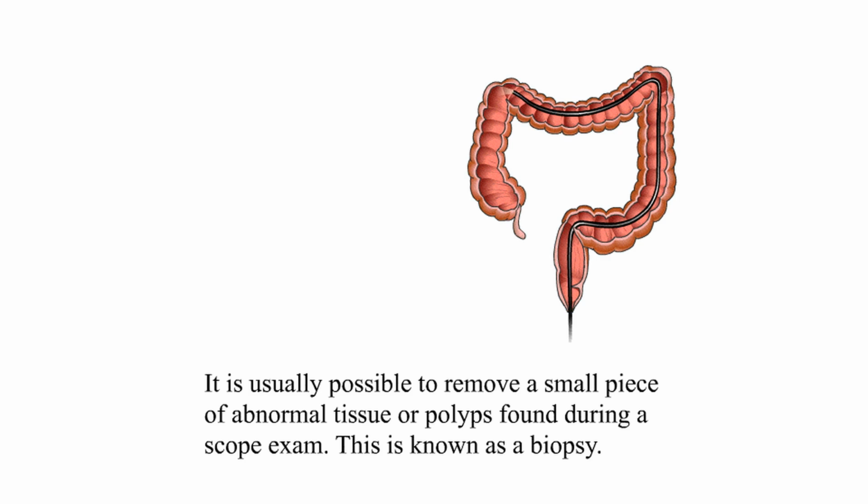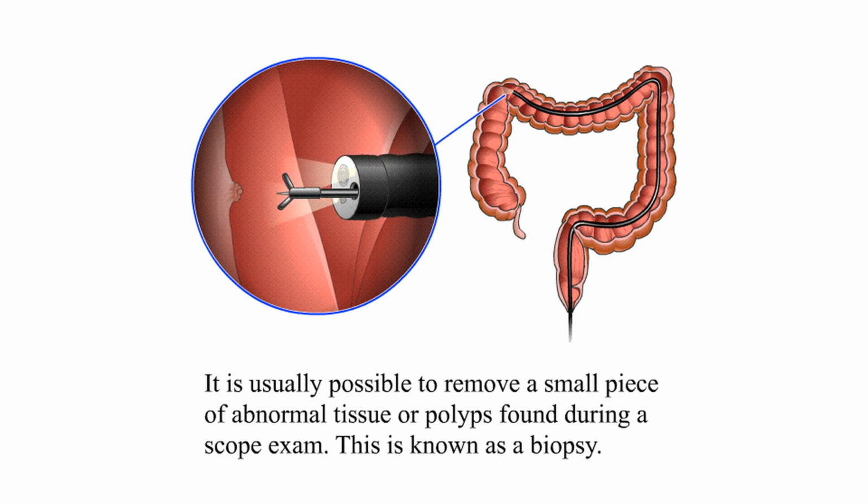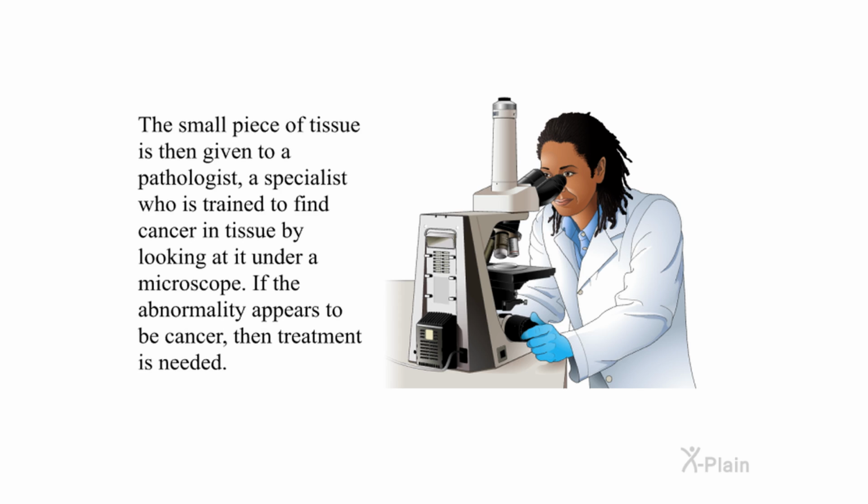It is usually possible to remove a small piece of abnormal tissue or polyps found during a scope exam. This is known as a biopsy. The small piece of tissue is then given to a pathologist, a specialist who is trained to find cancer in tissue by looking at it under a microscope. If the abnormality appears to be cancer, then treatment is needed.